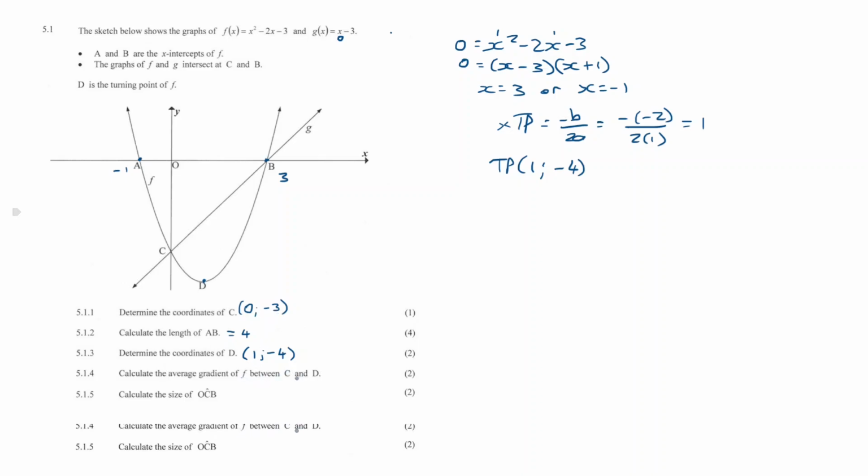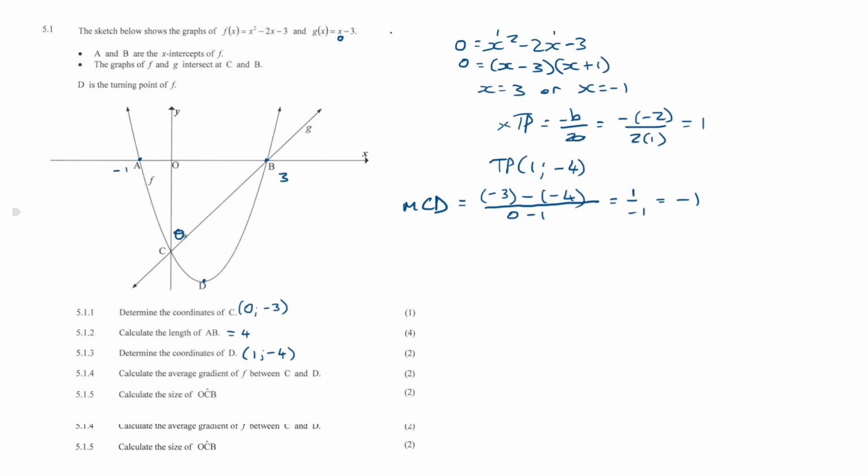Calculate the average gradient between C and D. Again, carefully in brackets, it's the change in y. So it's -3 minus -4. I went this minus that, so then I must go 0 minus 1 over the change in x, 0 minus 1. That gives me positive 4, -3 is 1 over -1. The gradient is -1.